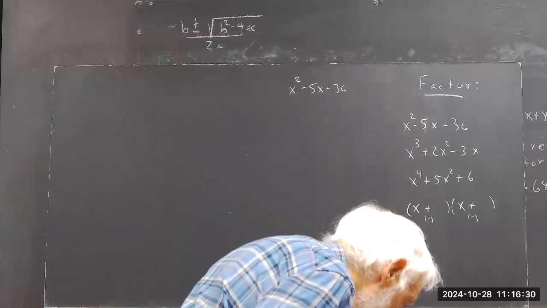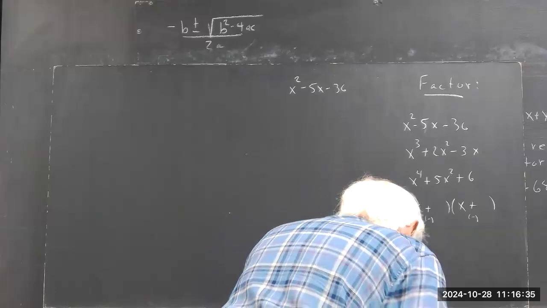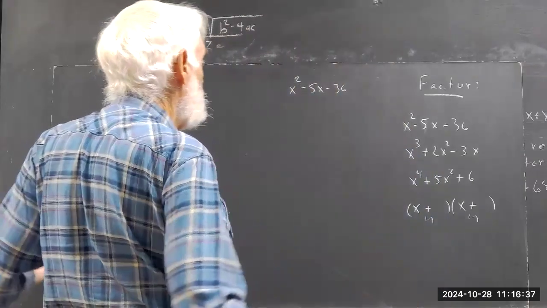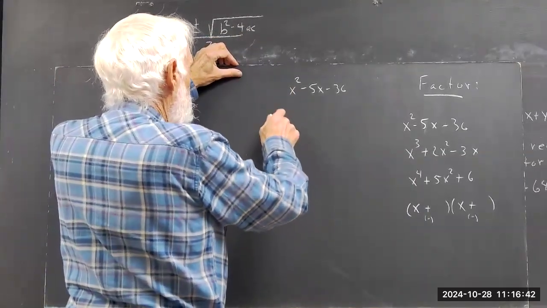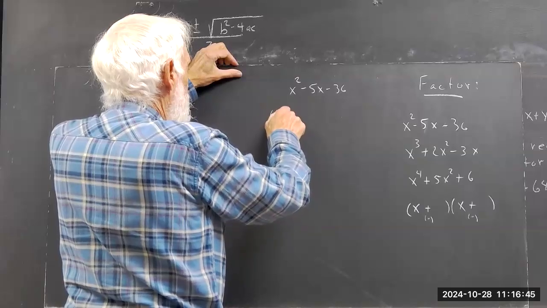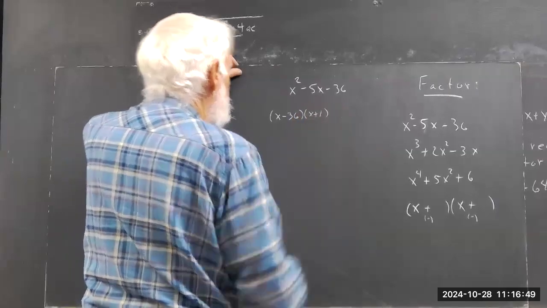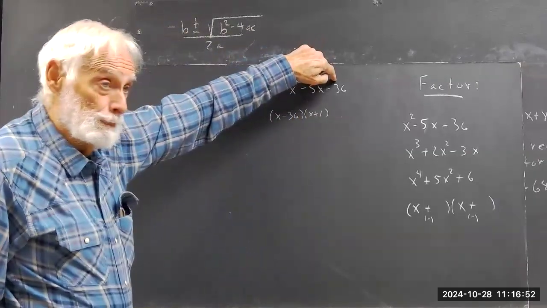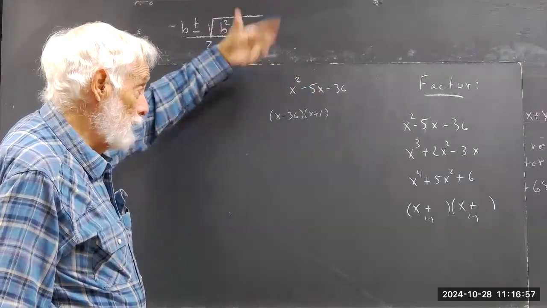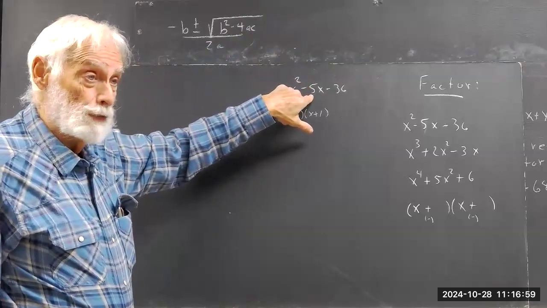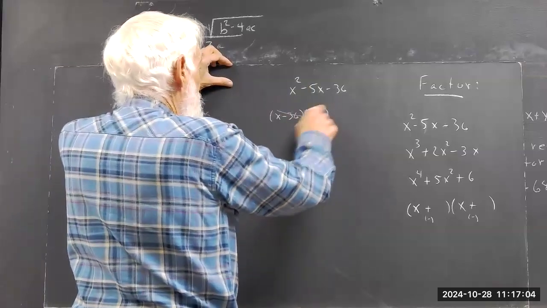Well, as I've explained in previous classes, you could try every possible combination. I mean, you could do x minus 36 times x plus 1. That would give you minus 36. Then it would give you minus 36x plus x, which is minus 35x. You're not going to get a minus 5x out of that. Okay? So that doesn't work.